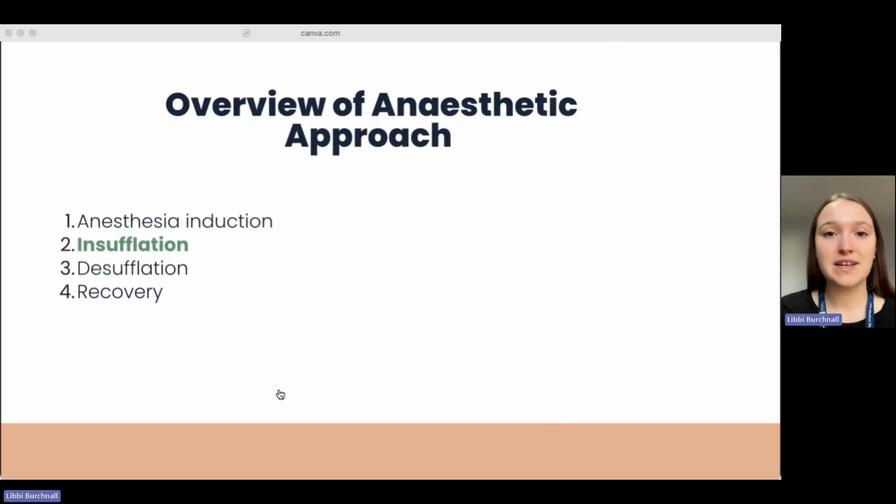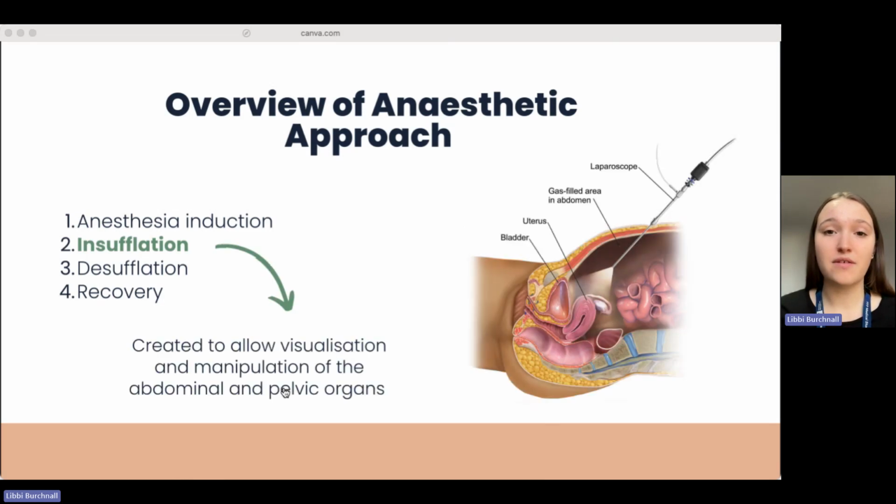So creating a pneumoperitoneum is called insufflation. And the reason that we do this, if you think about it, is because we want to create space in the abdomen to visualize all the organs. So the camera's got a really good view of all the organs in the abdomen and the pelvic cavity, and so that the instruments can be moved around in the abdomen as well, and it makes the procedure much easier.